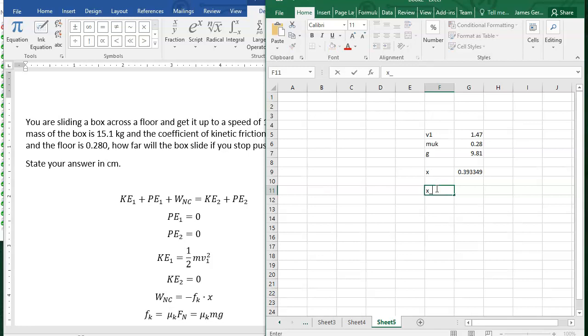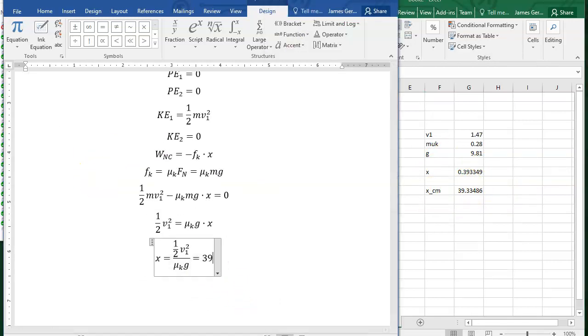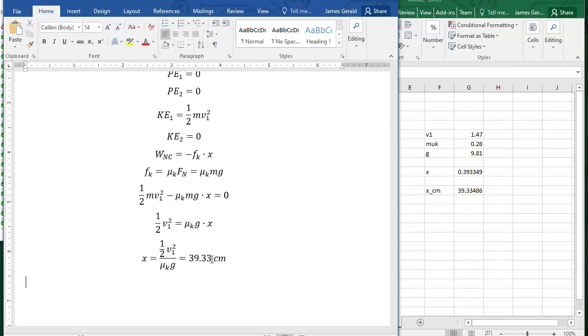Well, to convert from meters to centimeters, you just multiply by 100. So 39.33, that's a little over a foot, right? So we have x is 39.33 centimeters. And that's it for this problem.